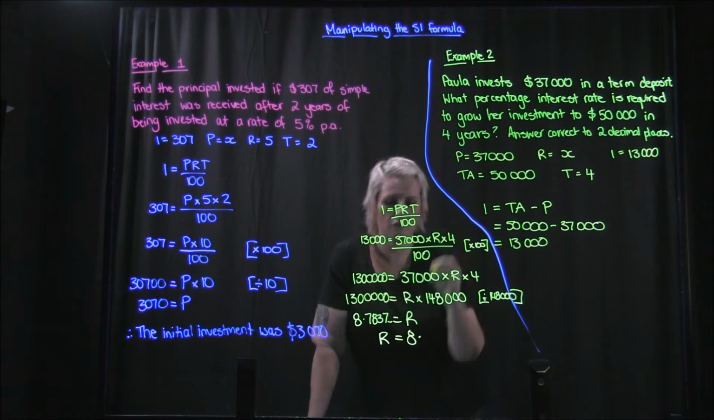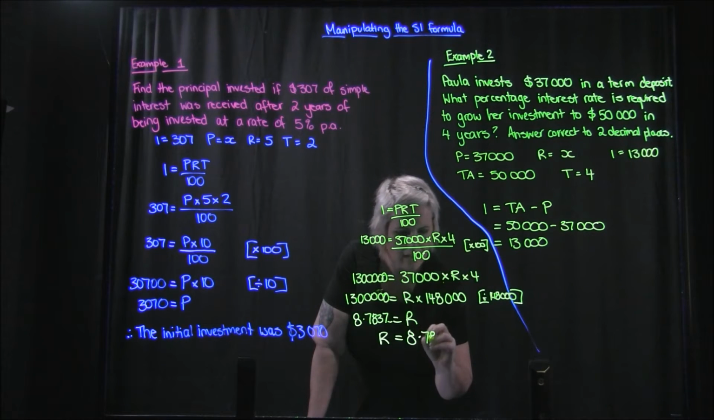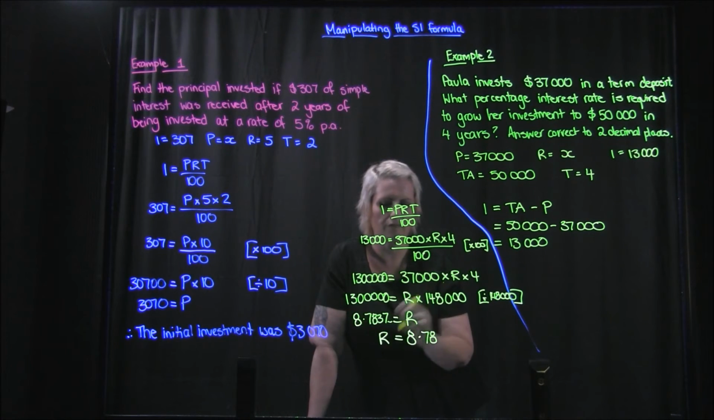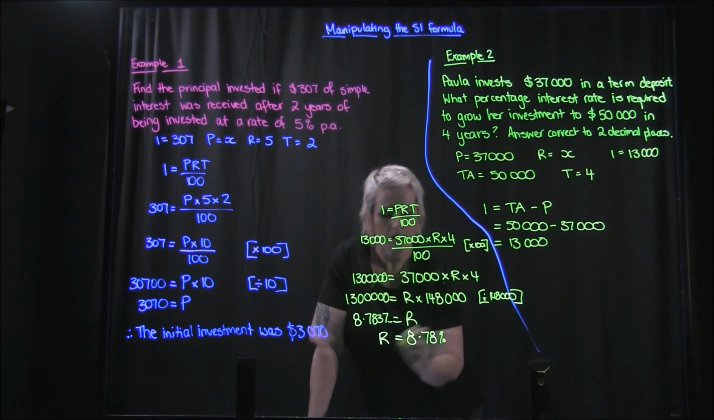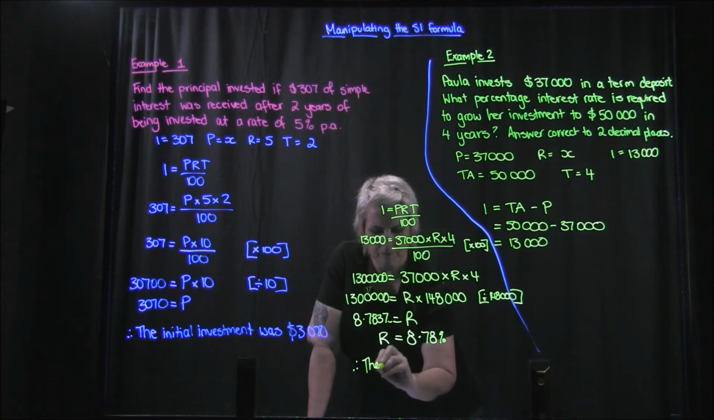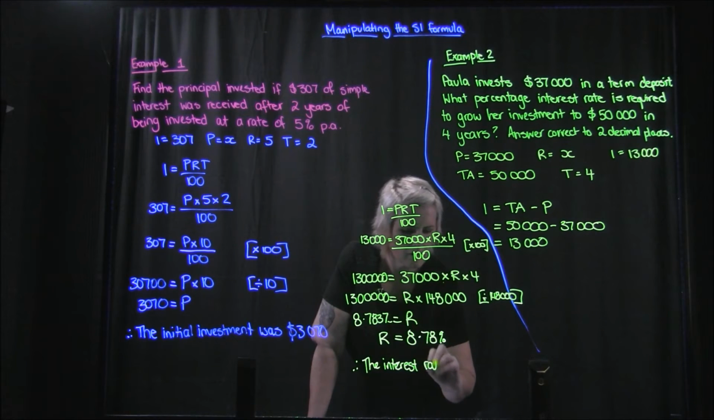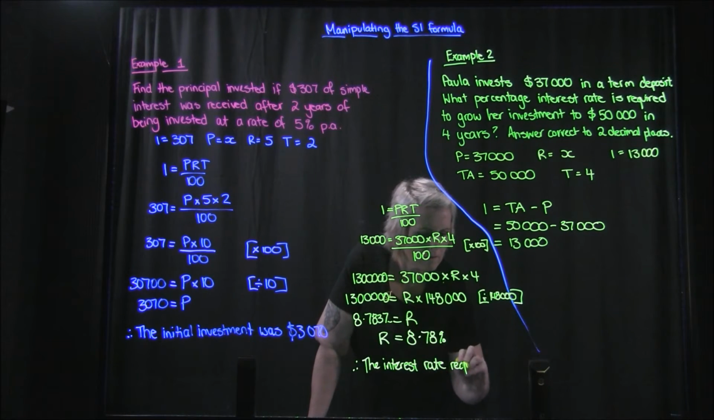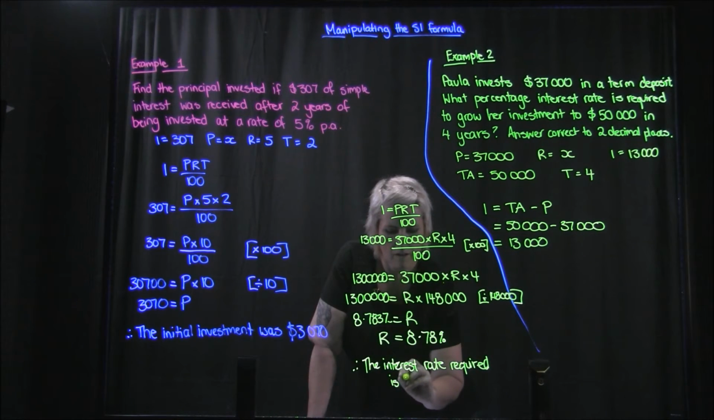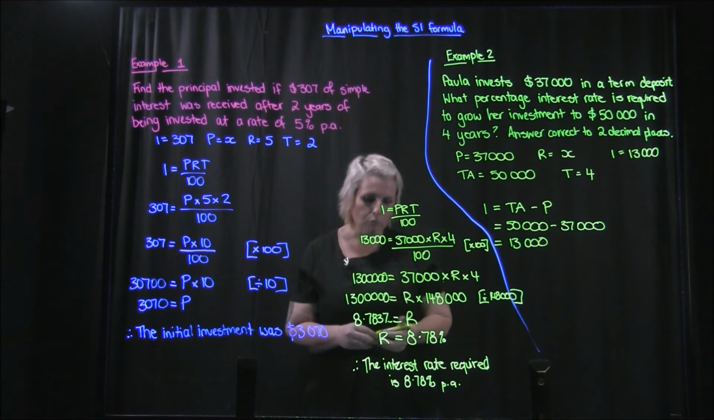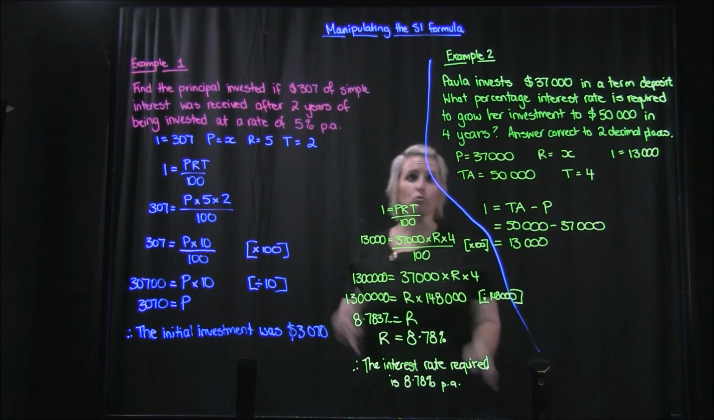And it says to round to 2, so 8.78. My 3 is the one that tells me what to do. 3 is less than 5, so I keep it the same. Therefore, the interest rate required is 8.78% per annum.